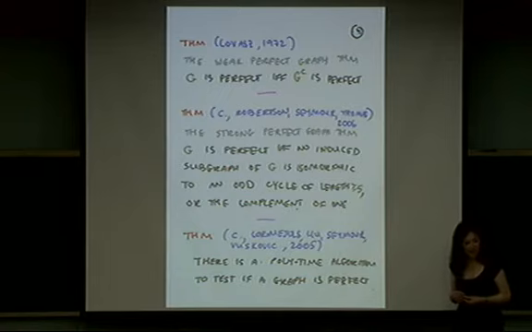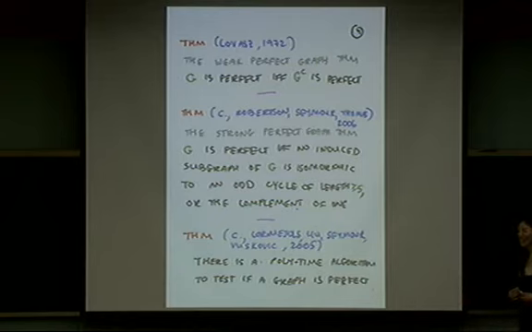She wants to know an example for the first theorem, when G is perfect and G complement is perfect. For example, bipartite graphs are perfect and complements of bipartite graphs are perfect. Okay.